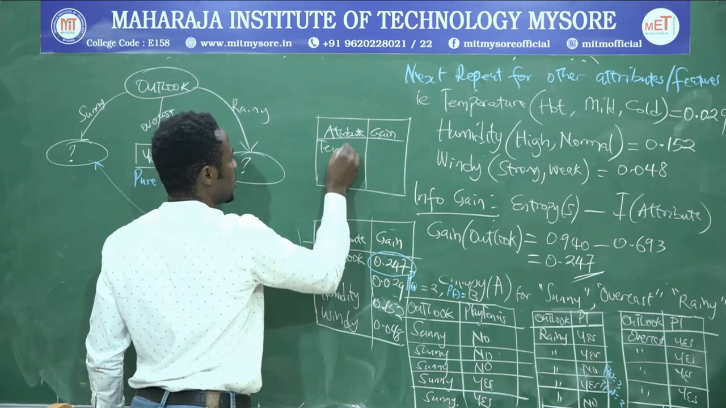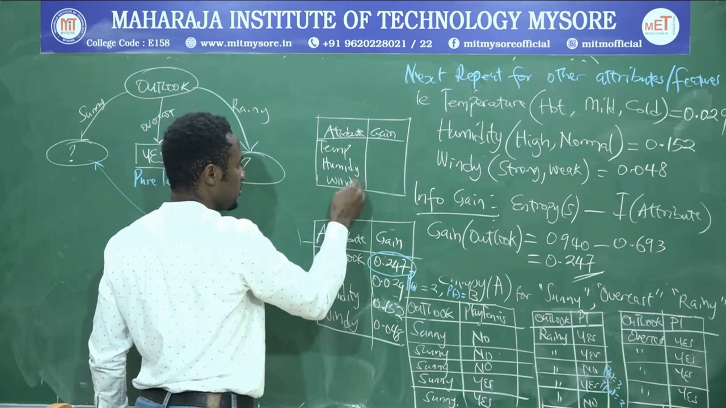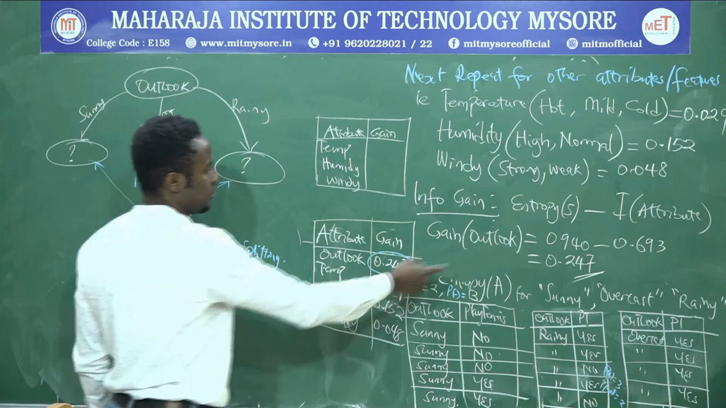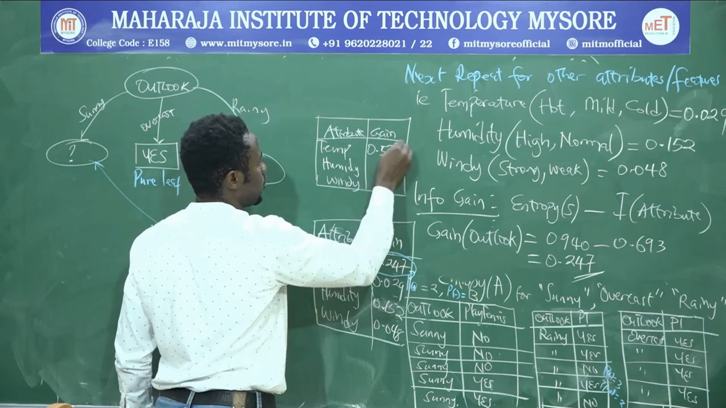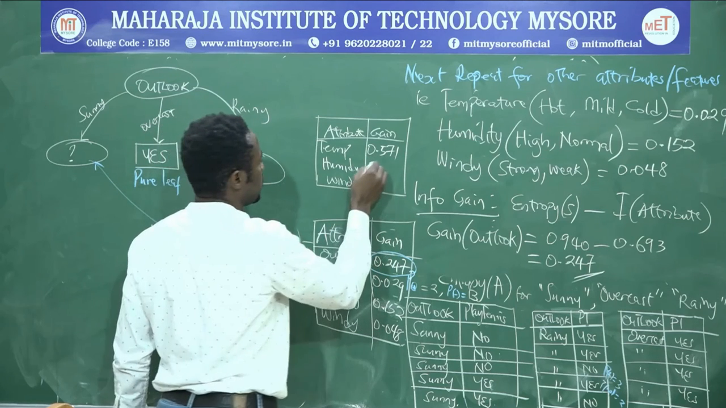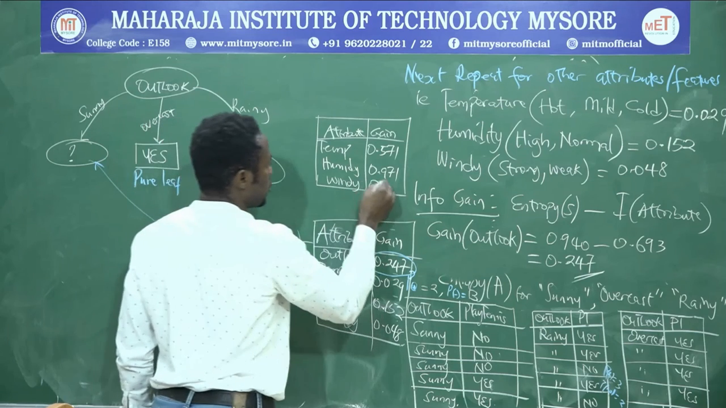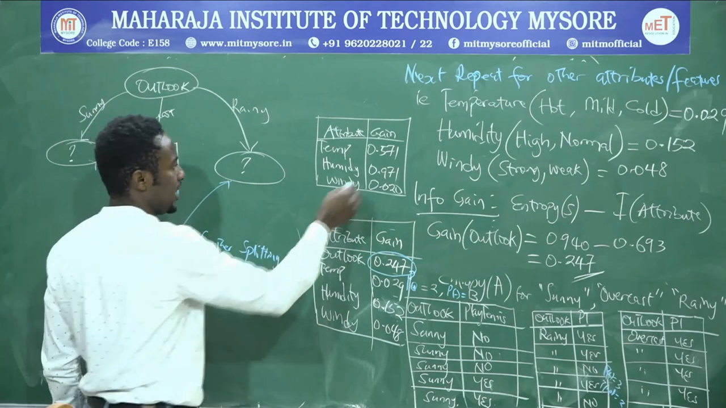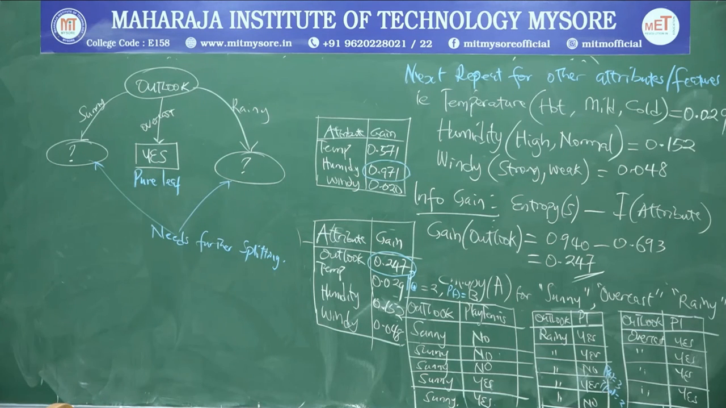So temp, humidity, and windy. Now, for temperature, I'm just giving you the gain value, that is the information gain value. So we got 0.571 for temperature, 0.971 for humidity, and 0.020 for windy. Then we pick the one with the highest information gain, which is 0.971. So 0.971 is for humidity.